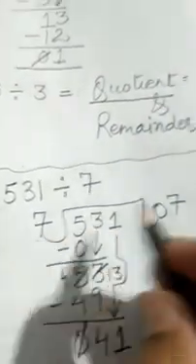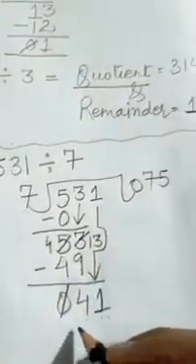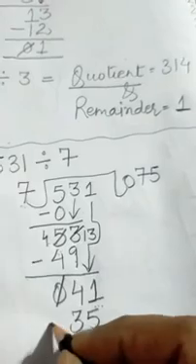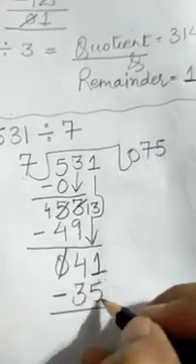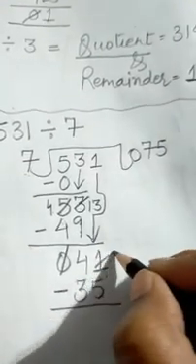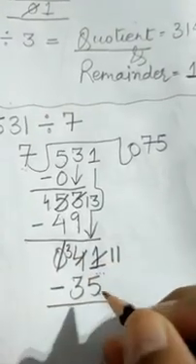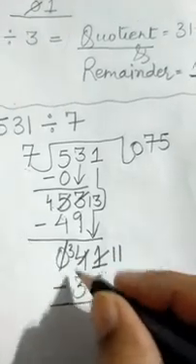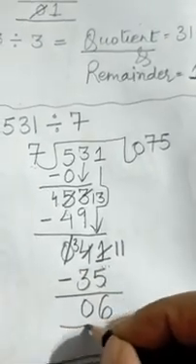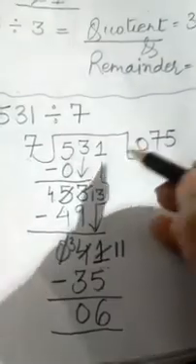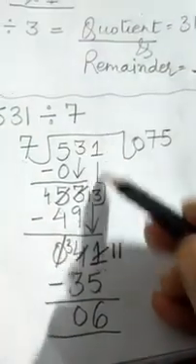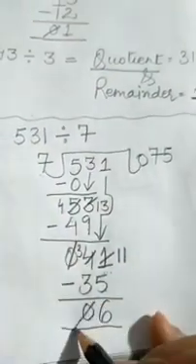So here 7 fives are 35. Yes, we will do subtraction. 1 minus 5 is not possible, so we will take 1 borrow from here. 11 minus 5, 6 will be there. 3 minus 3, 0 will be there. Now our sum will end because we have brought down all the digits, no other digit is left. So this 0 we will ignore.